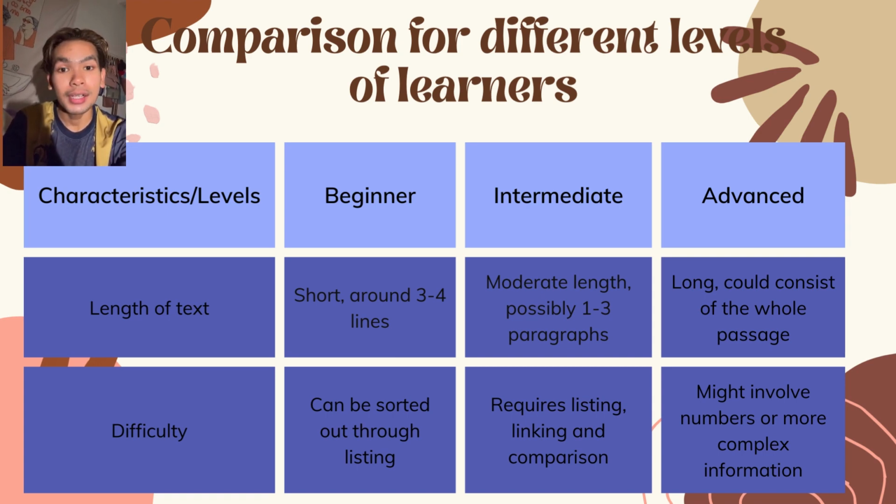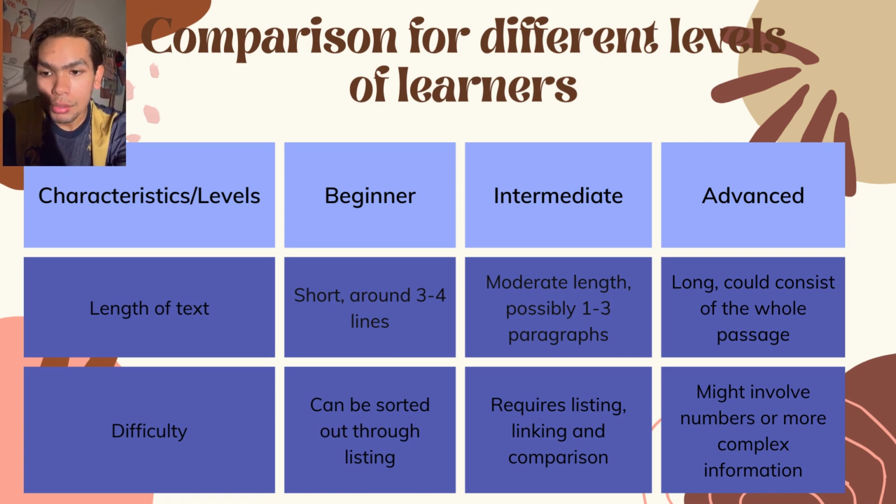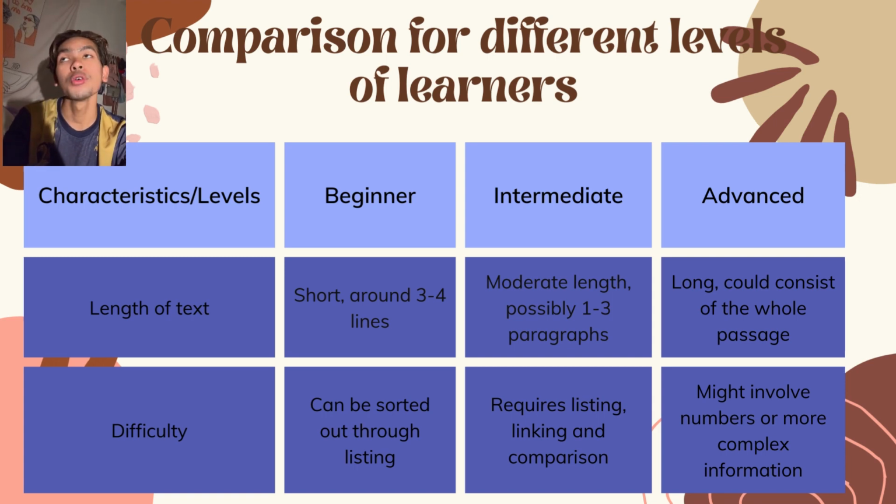And then the difficulty level for the beginner can be sorted out through listing. There's no complex instruction, just listing, as easy as that. And then we have the intermediate student, requires listing, linking, and comparison. So for intermediate, we have a more complex difficulty level for the analysis part.